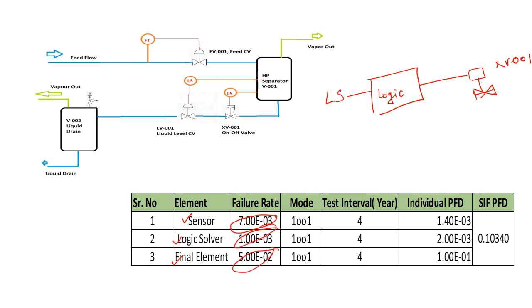We cannot consider this failure rate randomly. How to consider failure rate and what failure rate we should consider for different instruments will be discussed in a separate lecture. For the time being, you assume that this is an input to your calculation. Again, what is the architecture? The architecture you can identify using the P&ID. So this is 1 out of 1. Logic solver, we have assumed 1 out of 1, like a generic PLC, and final element is also 1 out of 1.